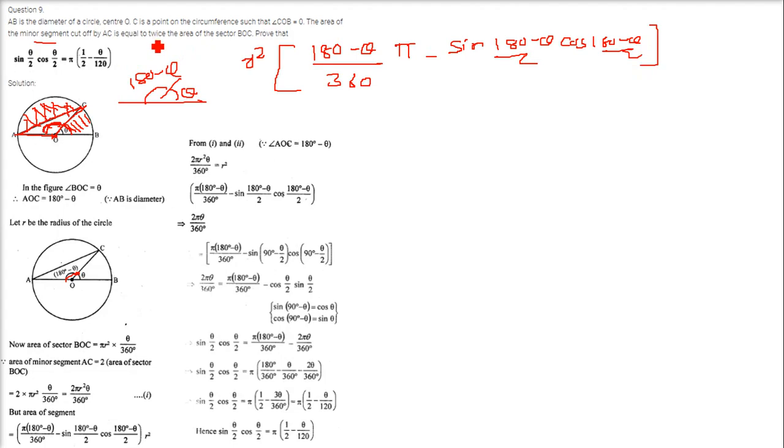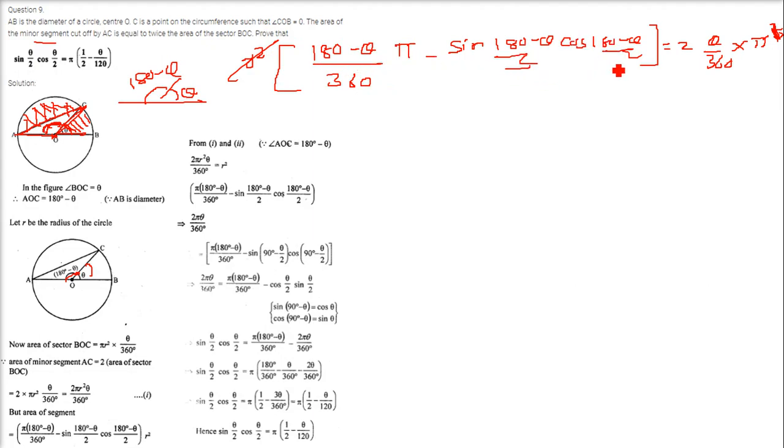And this is given as twice the area of sector BOC. It is equal to twice the area of sector BOC. But what is the area of the sector? It is theta by 360 into pi r square. So this is theta only. So you can just write theta by 360 into pi r square. Right? R square you can cancel here. So we don't have to deal with this again. So what do you get here? See, 180 minus theta.